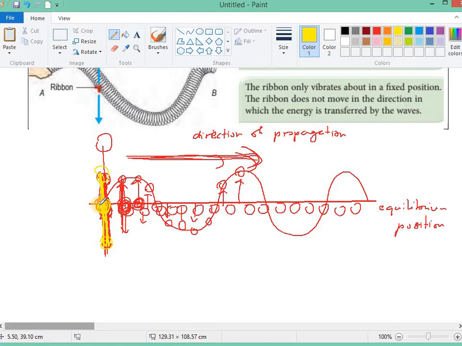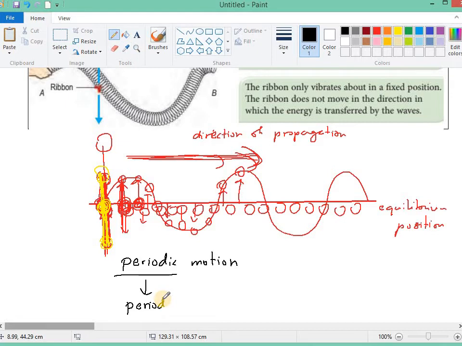And repetitive motion, we also call it periodic motion. Why do we call it periodic motion? Because the motion repeats itself in a particular period of time. For example, every 1 second it will repeat itself.